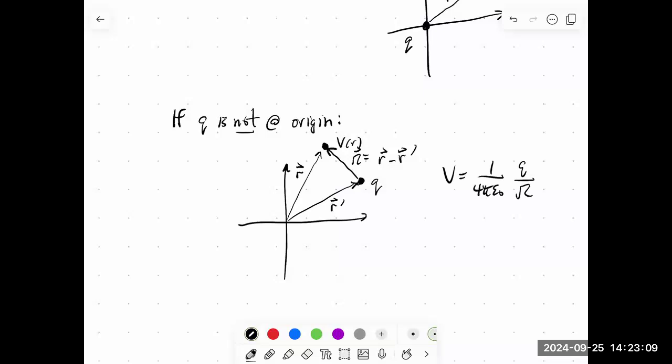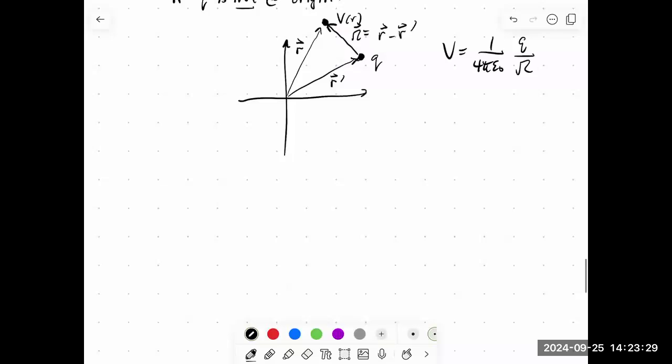Okay, good. So would it always be valid to write it with that? Yeah, it would always be valid to write it as that, because if q was sitting at the origin, then r prime would be 0, and then script r and r would be the same.